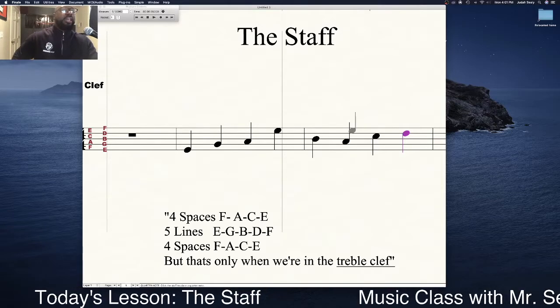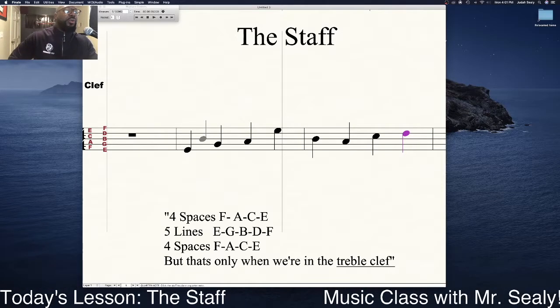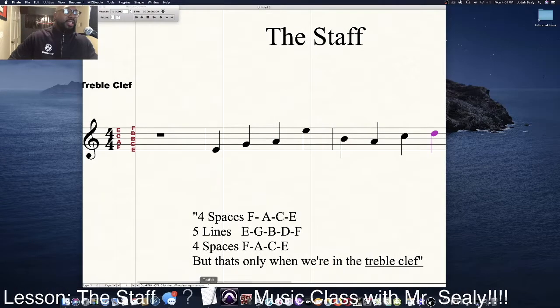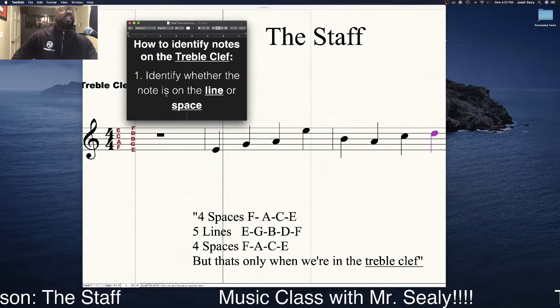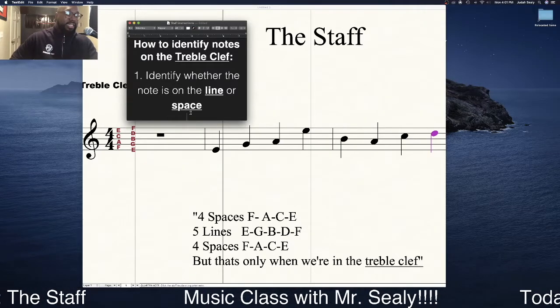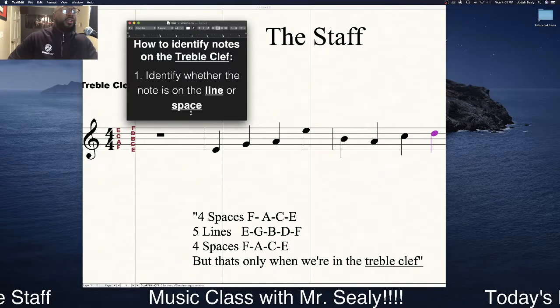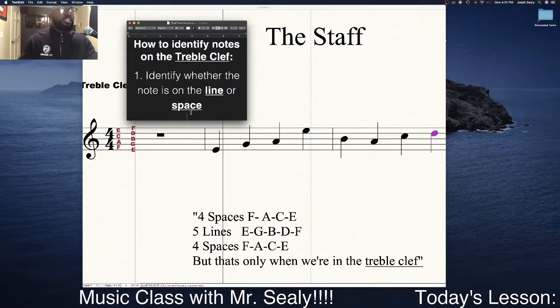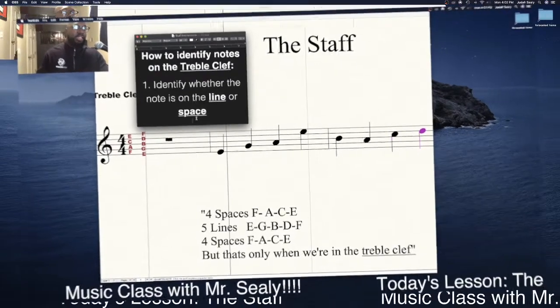So by looking at it, we can tell the first step of how we identify notes. Let's go back to our instructions. Identify whether the note is on the line or space, because that matters. Depending on what line or space it's on, that tells us what the note is. And we're going to get to that next.